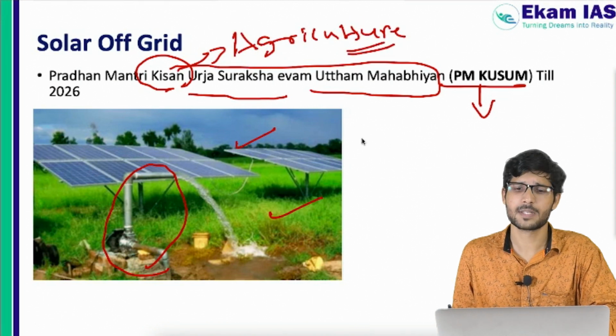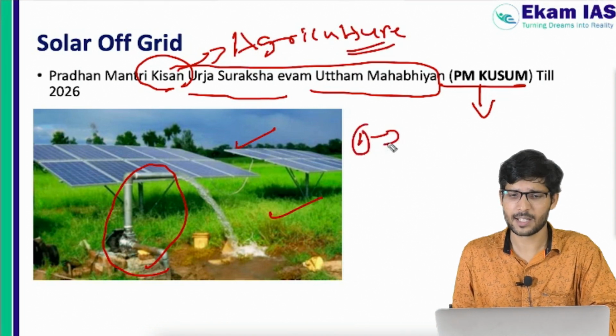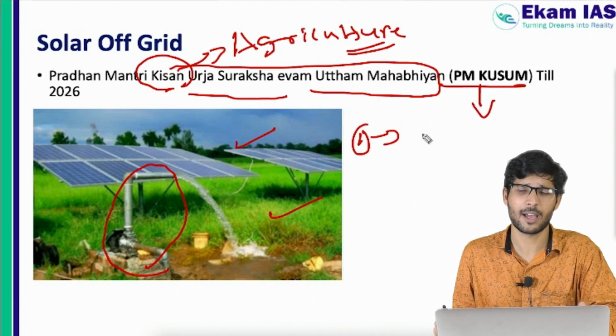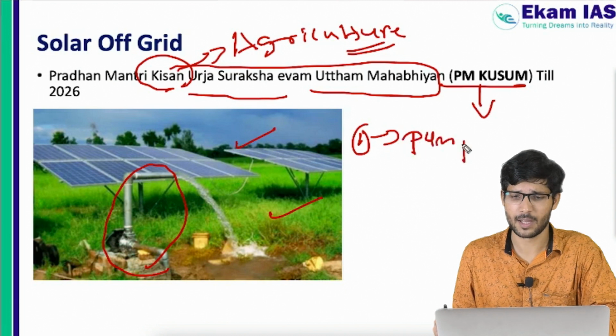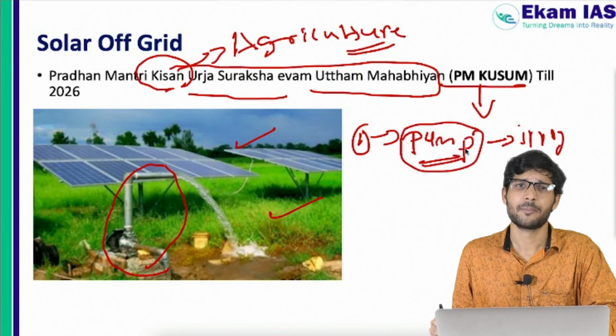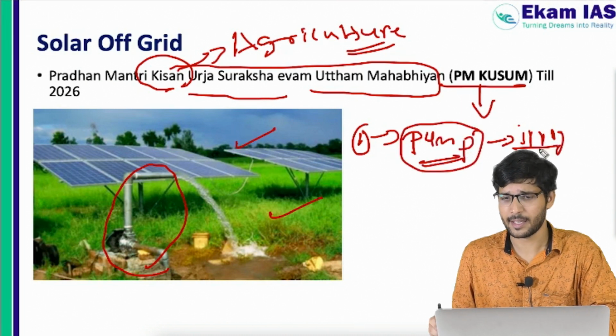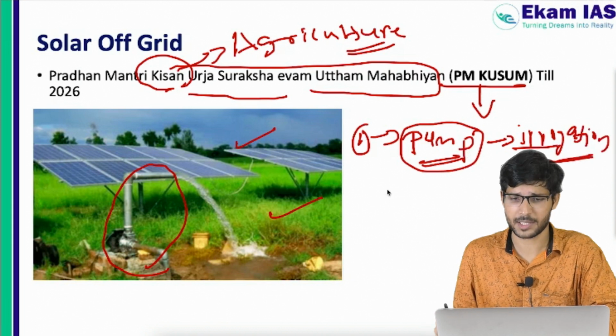So what are the aims of this scheme? One is, since it is related to farming, the main use of electricity in agriculture is for pumps. Electricity pumps will be there for irrigation purpose. Agricultural pumps are used for the distribution of water. So basically this scheme is related to irrigation.